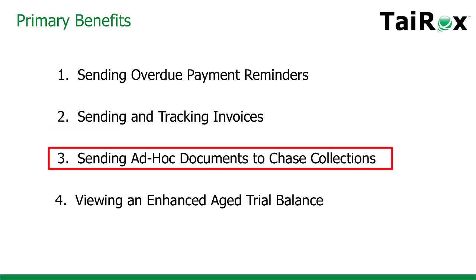Point 3, how does a customer dodge payment? By the way, chase and dodge are terms used in the collections industry. A dodge can be, quote, I never received that invoice. Can you send it again? Or, quote, can you send me a current statement of account? As well as automated sends, TaiRox collections facilitates sending any ad hoc set of accounting documents in one communication.